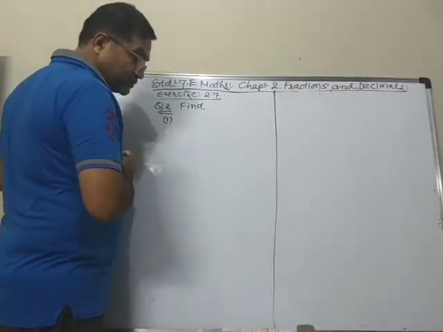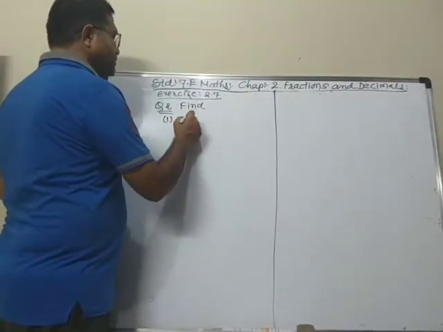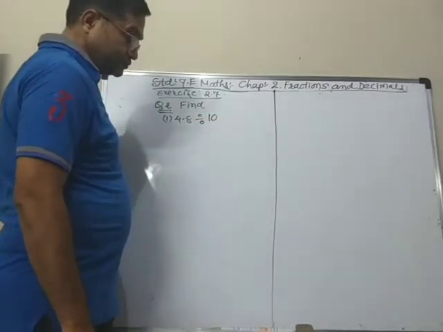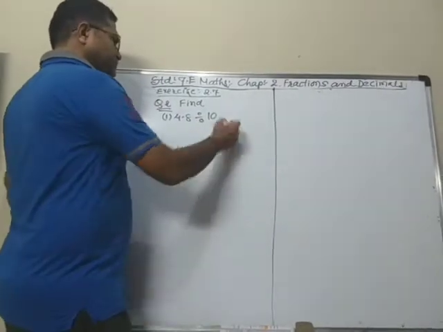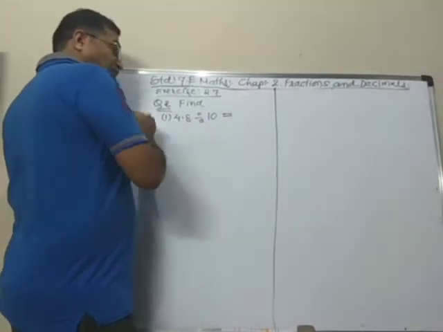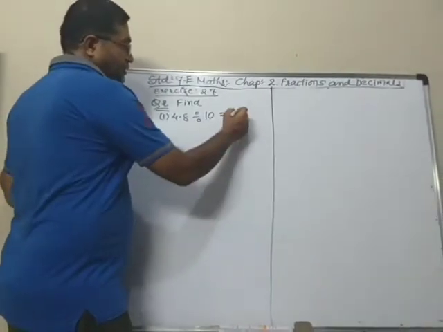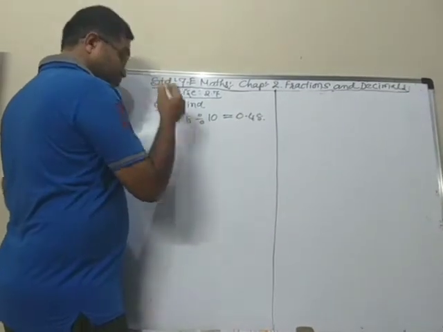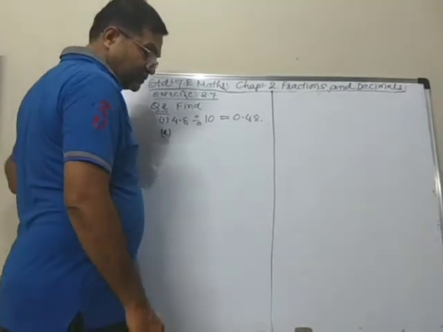First one is 4.8 divided by 10. It is very obvious. Divided by 10 means one step on the left side. So answer is 0.48.